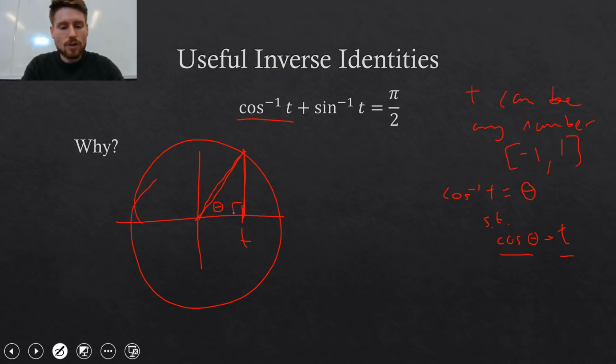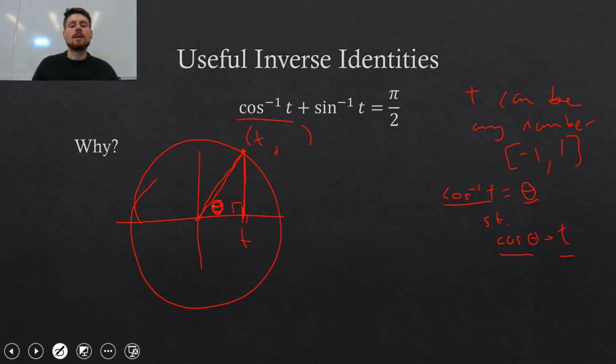So here's our triangle. This angle right here is the cosine inverse of t. So again, this is t comma whatever. The x-coordinate is t for this point. This angle theta here is cosine inverse of t.